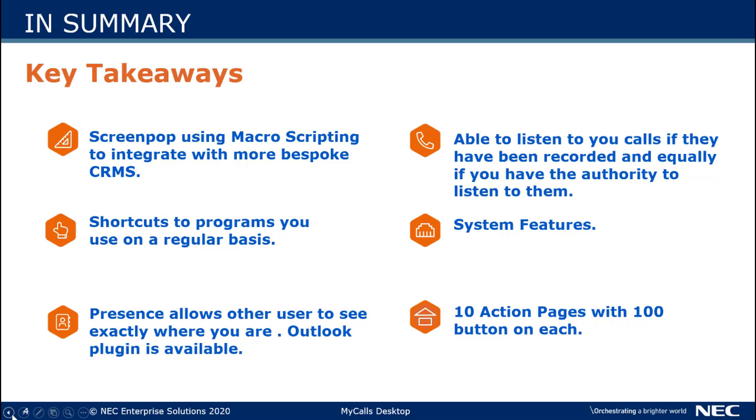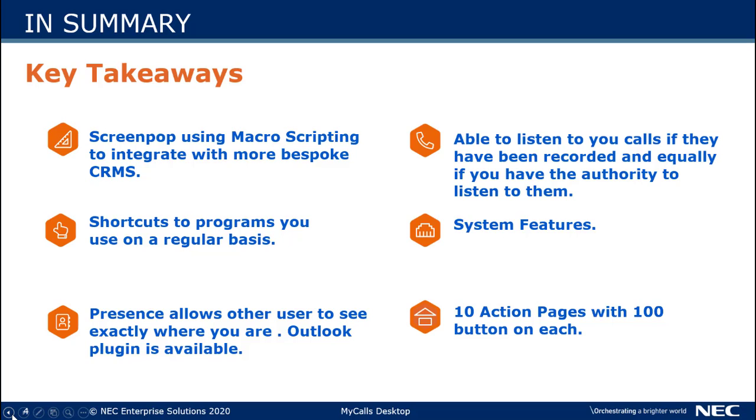Some key takeaways, a summary of what we've just seen. We've got through a lot, so we can screen pop. We can use that macro scripting license that integrates the different CRMs or older versions or newer versions even of like Goldmine, as we mentioned at the beginning. Okay, shortcuts to programs that we use on a regular basis. That's a lovely feature. So that Word document, that Excel spreadsheet, just click a button and it'll appear.